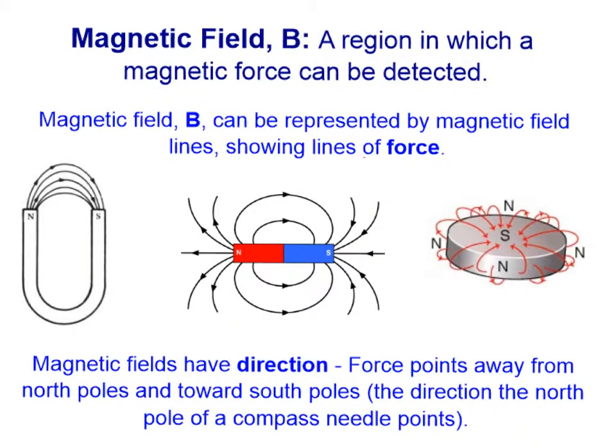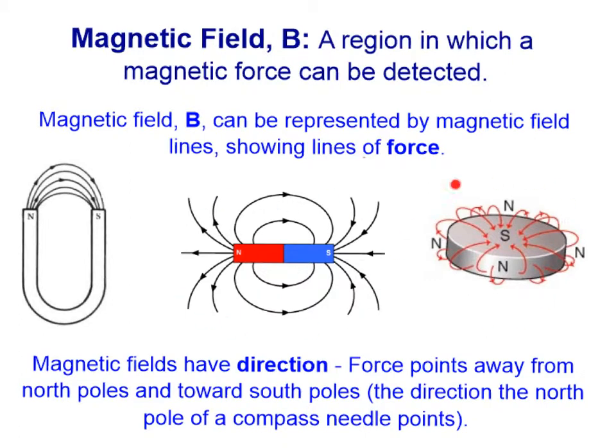So magnetic fields, we represent by the letter capital B. A magnetic field is just a region in which a magnetic force can be detected. And we can represent the magnetic field using magnetic field lines. Those lines are showing lines of force, and magnetic fields have directions. The force lines are pointing away from the north poles and toward the south poles, because that's the direction that the north pole of a compass needle would point.